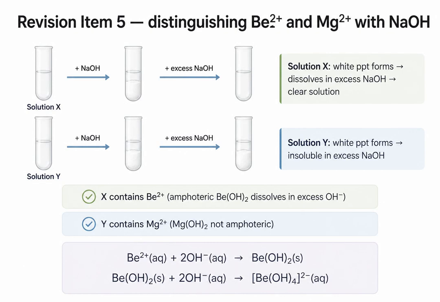If a white precipitate dissolves in excess sodium hydroxide, that points to an amphoteric hydroxide. So solution X contains beryllium ions. Be2+ first forms Be(OH)2 as a white precipitate. Then in excess hydroxide, it dissolves to form the soluble complex ion, often written as tetrahydroxoberylate, [Be(OH)4]2-. Solution Y contains magnesium ions. Mg(OH)2 forms as a white precipitate and stays insoluble in excess sodium hydroxide because magnesium hydroxide is basic, not amphoteric.